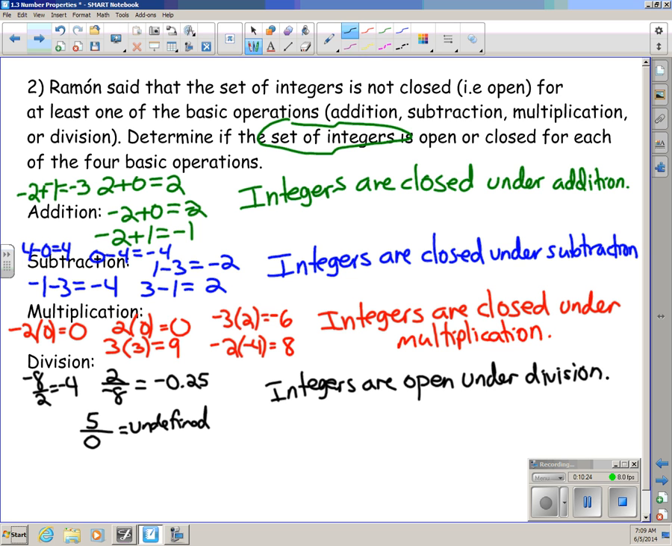Because when you divide integers, you do not always get back an integer. So integers are open under division.